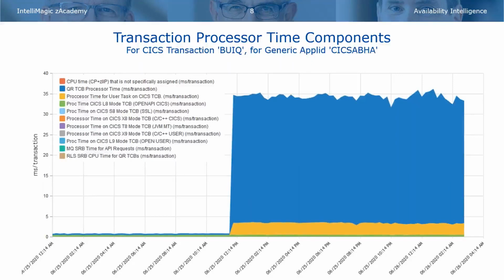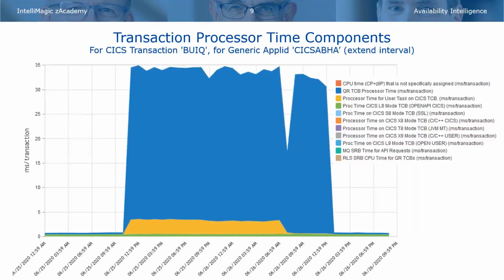So then broadening out the time interval to the following day, we can see that the CPU dropped as suddenly as it increased, right around 2 p.m. on the following day. And so knowing that this region is actually a test CICS region, apparently something got introduced in the code that caused some problems. It was identified and then corrected the following day.